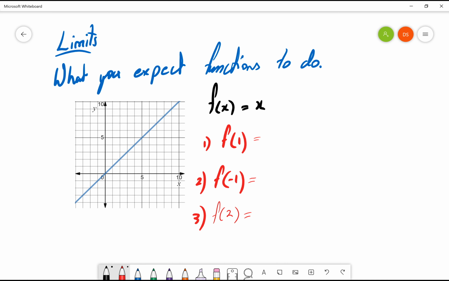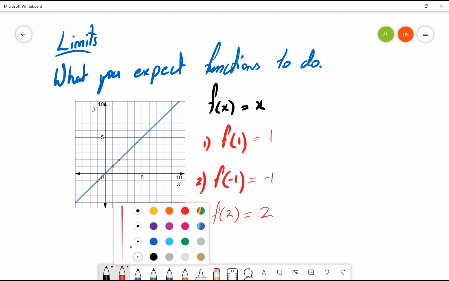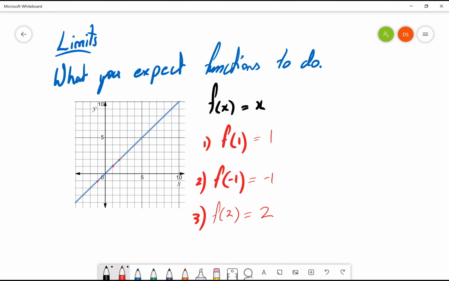Without too much stress, all of you should be able to tell me, well, f of 1 is 1, f of negative 1 is negative 1, and f of 2 is 2. So that's not really a challenge, is it? So what if I said, are all functions this nice? No, if I shift it, the function will change a little bit. But I'm going to ask, what is f of 5? 5.